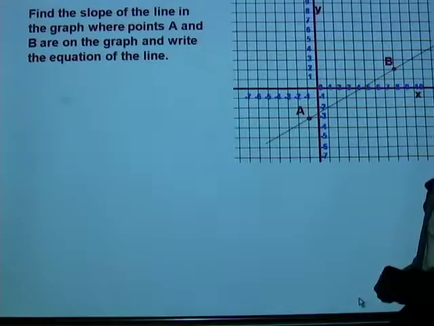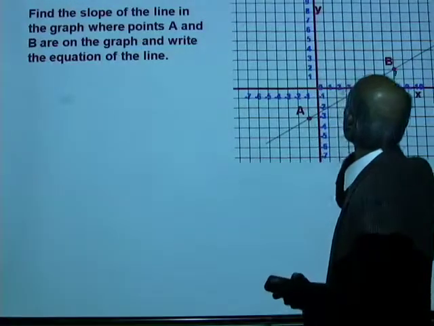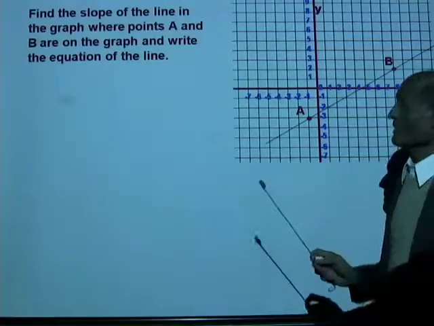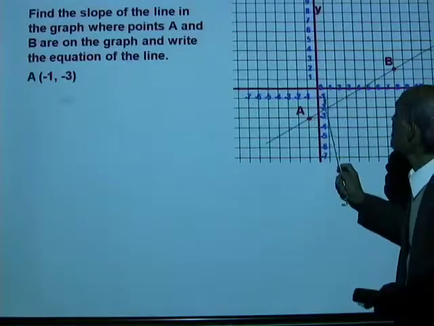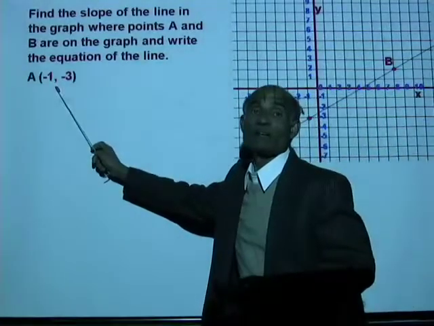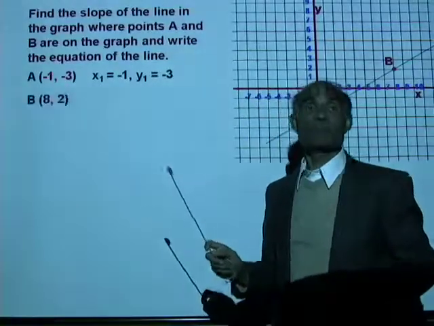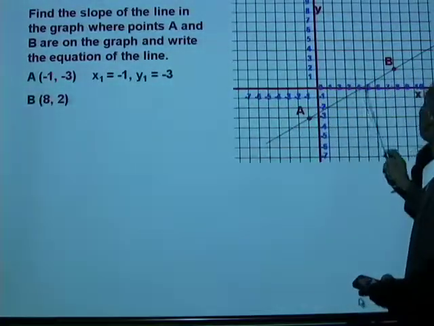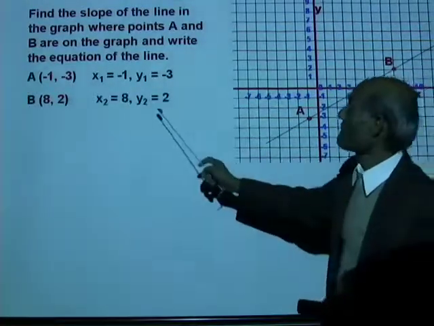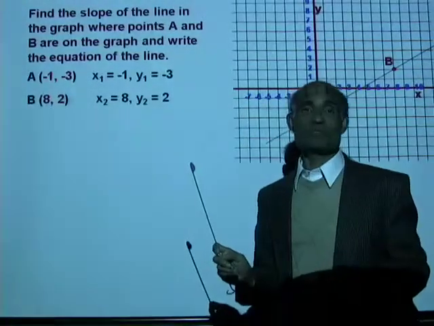Another one. Find the slope of the line where the points A and B are on the line and write the equation of the line. Alright, let's take the point A. Point A is x equal to negative 1, y equal to negative 3. That means x1 equal to negative 1, y1 equal to negative 3. Point B is x equal to 8, y equal to 2. That means x2 equal to 8, y2 equal to 2.